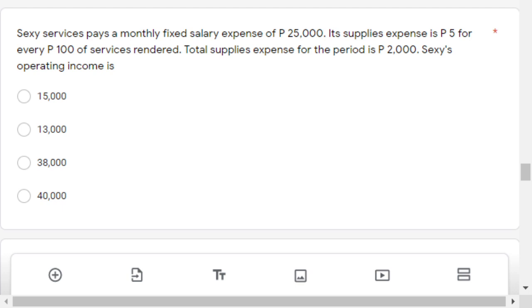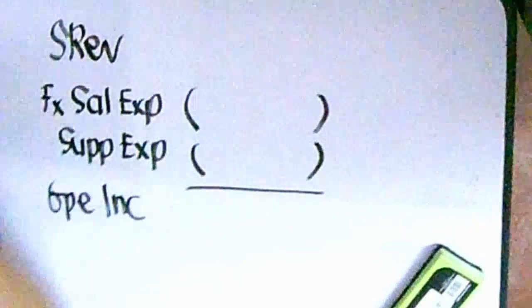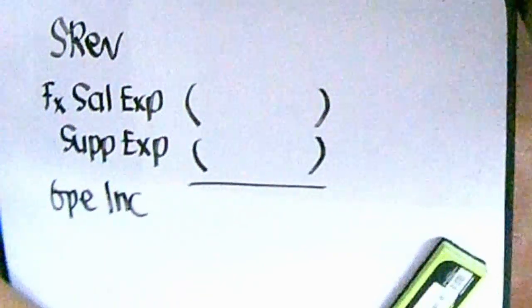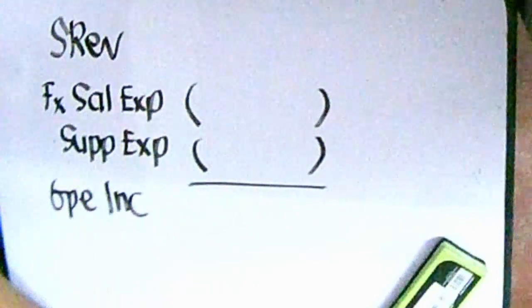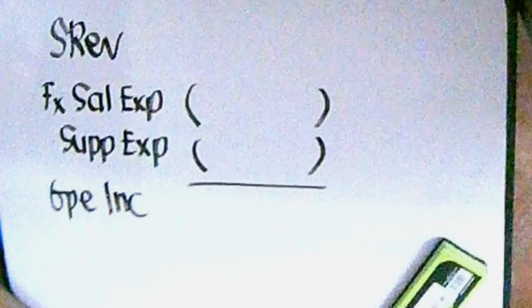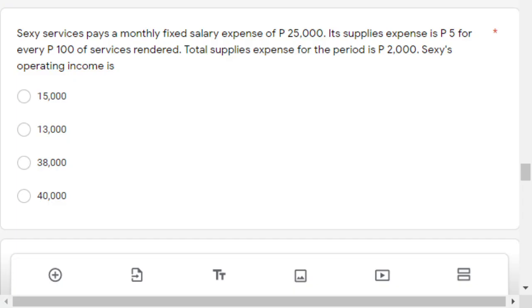Sexy's operating income is... so operating income yung tinatanong. So ito yung ating formula. Again, based dun sa given, sabi is meron daw tayong fixed monthly salary of 25,000 pesos. And then supplies is 5 pesos for every 100 services rendered. So meron tayong supplies expense na 2,000.